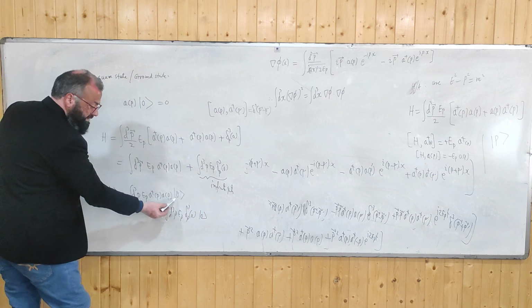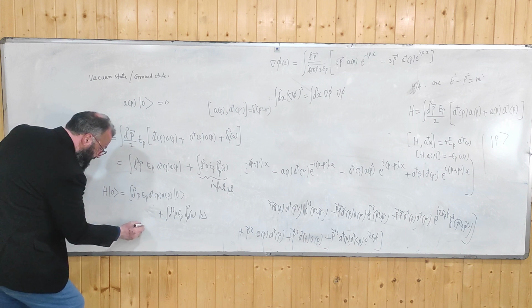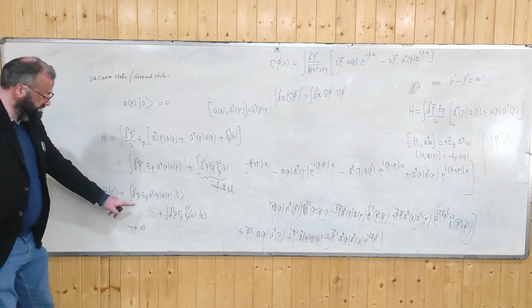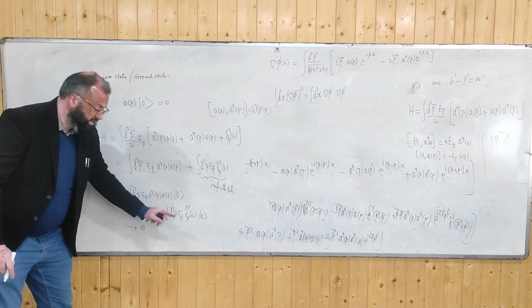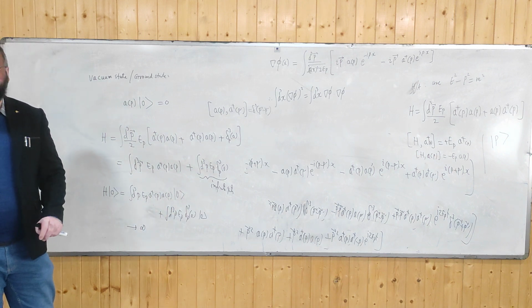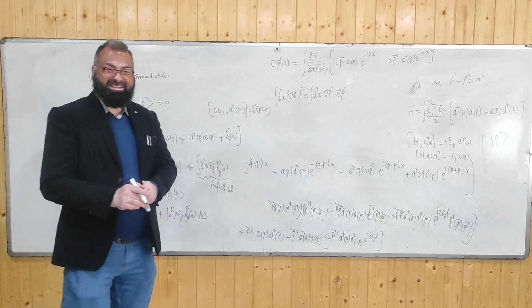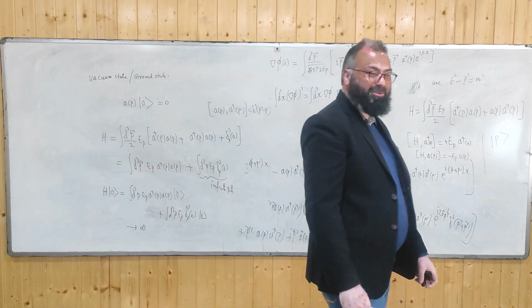So a will annihilate this vacuum, is it? Yes. So that means what you get? You get actually an infinity, because this will be 0. This is an infinite quantity. Clear? Is it true? So that means the ground state is having what? Infinite energy. Okay, so what does it mean?